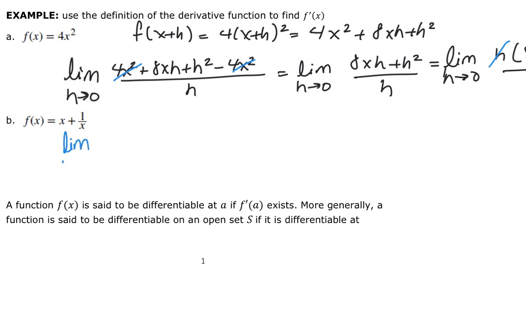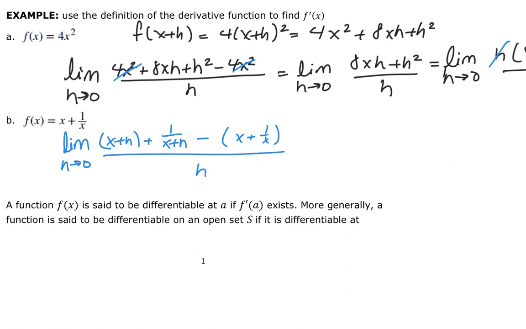So the limit as h approaches 0. In this case, I'm not going to find f of x plus h first. I'm just going to do that as I use the definition of the derivative. So I have x plus h plus 1 over x plus h, minus x plus 1 over x, all over h.